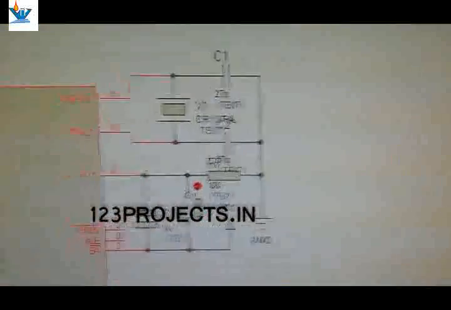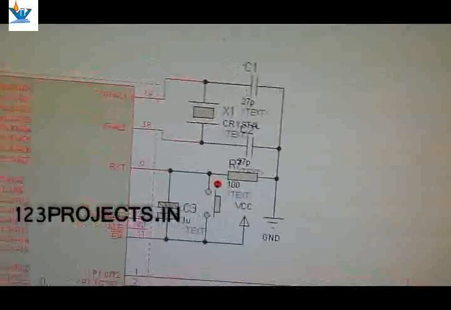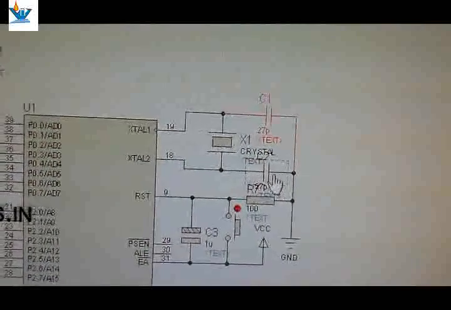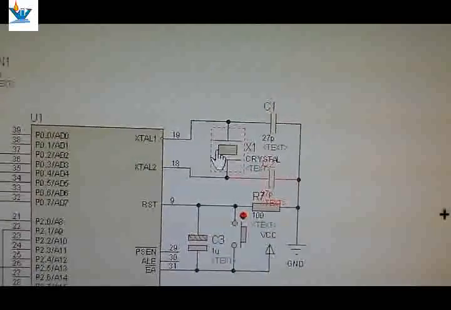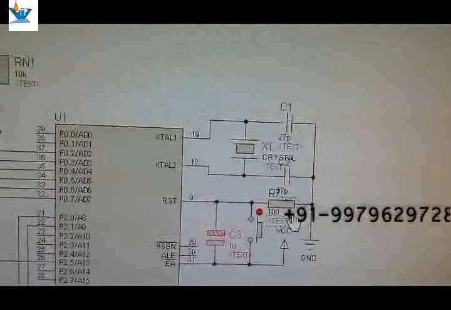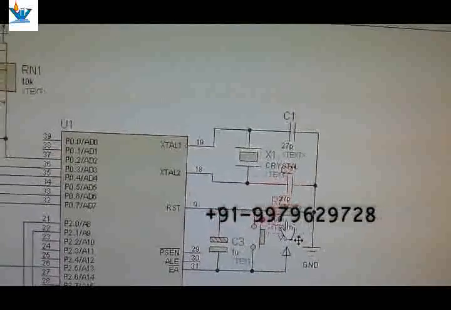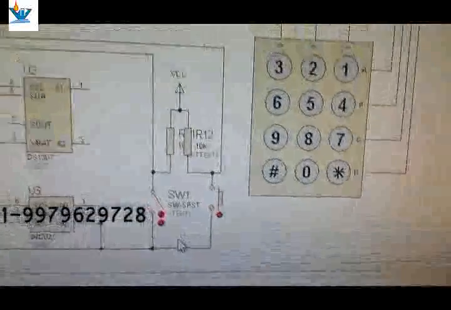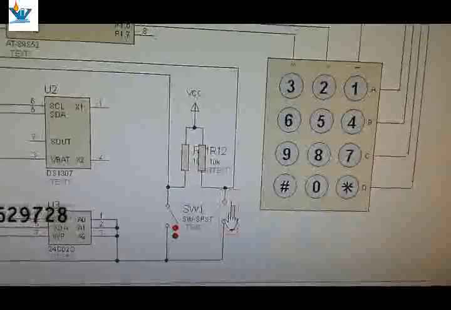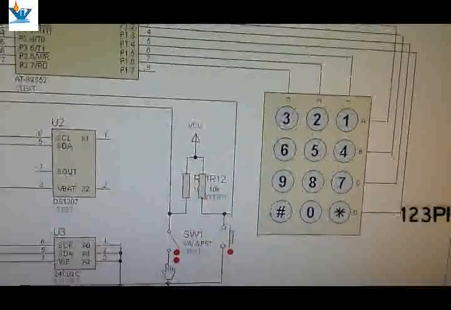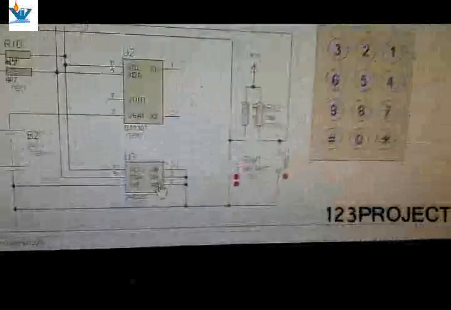Here is the crystal oscillator. This C1 and C2 are resonant filter of this crystal oscillator, then the reset capacitor, reset switch, reset resistor. These two switches are for time and alarm setting. This switch is for alarm setting, this switch is for time setting, or vice versa.